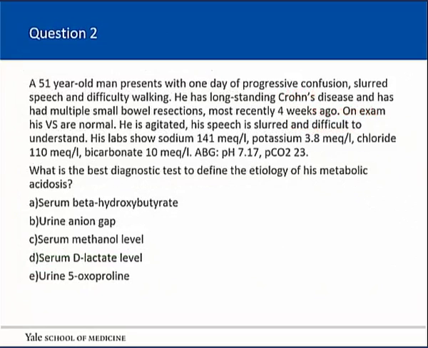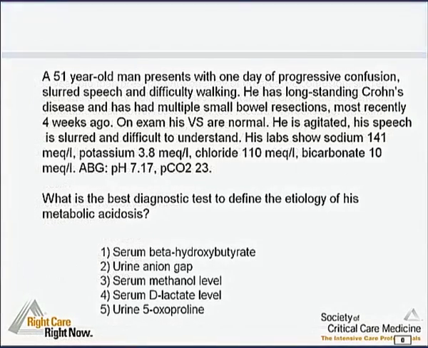A 51-year-old man presents with 1 day of progressive confusion, slurred speech, and difficulty walking. He has long-standing Crohn's disease and has had multiple small bowel resections, most recently 4 weeks ago. On exam, his vital signs are normal. He is agitated, his speech is slurred and difficult to understand. His labs show sodium of 141, potassium of 3.8, chloride of 110, bicarbonate of 10. The ABG has a pH of 7.17 with a PCO2 of 23.